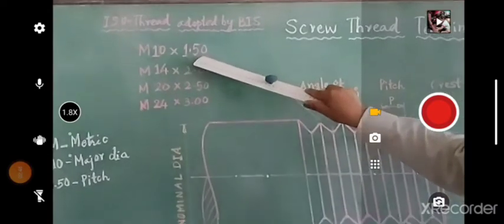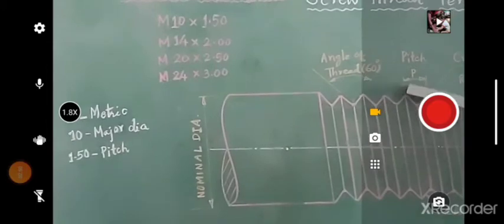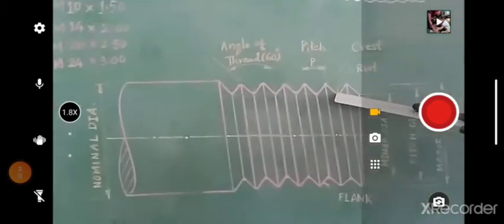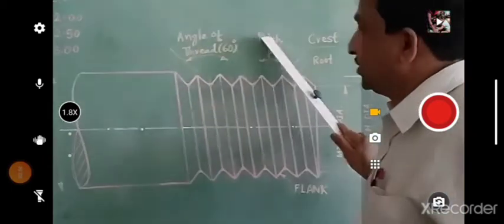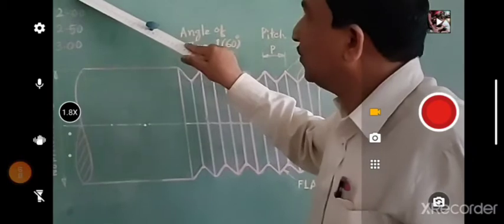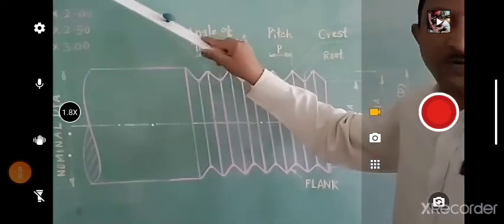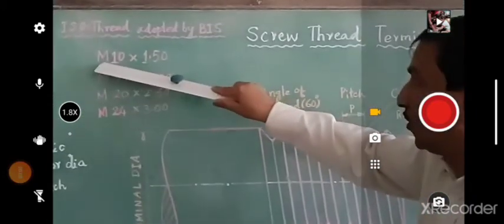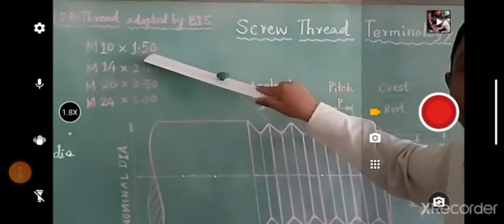Then 1.5 stands for pitch. Pitch, as I have explained here, is the distance between two consecutive crests or two consecutive roots. So 1.5 is the pitch. How will the pitch be calculated? It is standard, and standard tables are available. For 10 mm major diameter, the standard is 1.5 mm pitch.